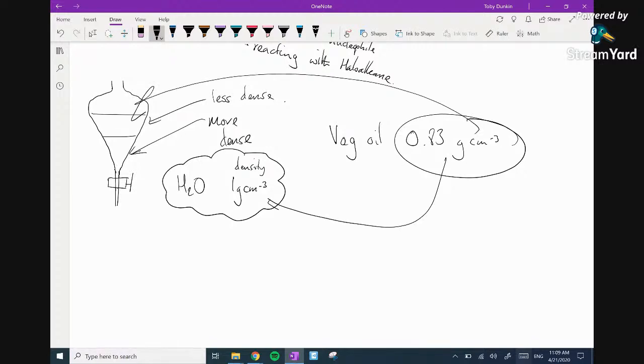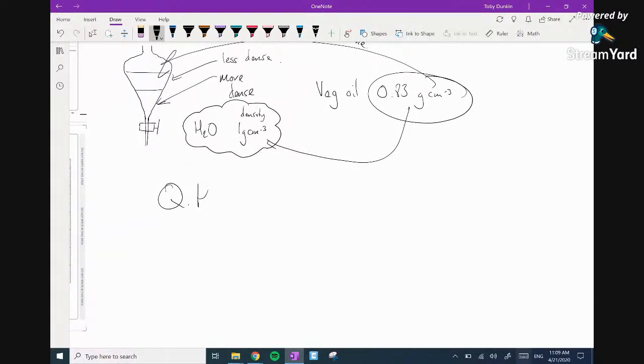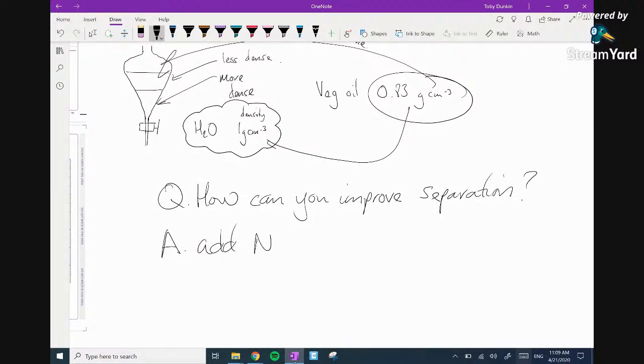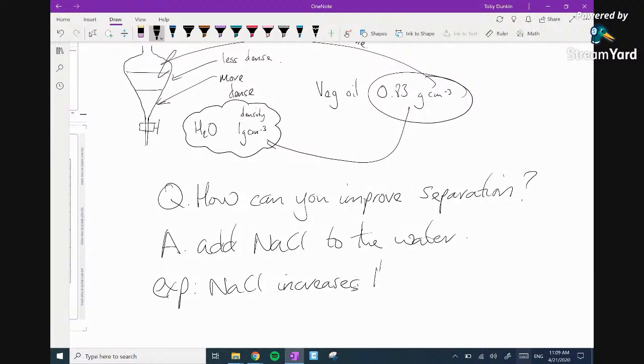How could you improve separation? Another question to add here. How can you improve separation in a separating funnel? Answer: add sodium chloride to the water. Add salt to the water. The explanation is that NaCl dissolves in the water, so it increases the density of the water layer, improving separation.